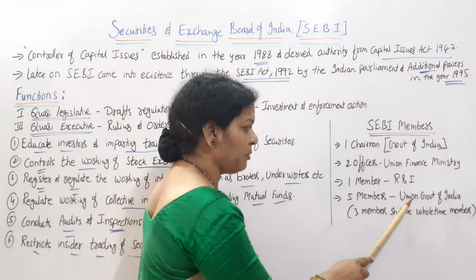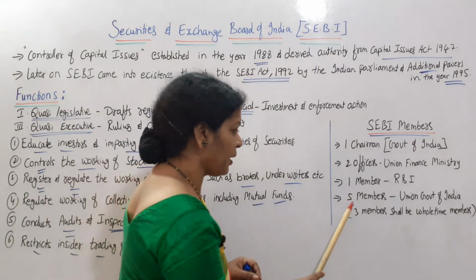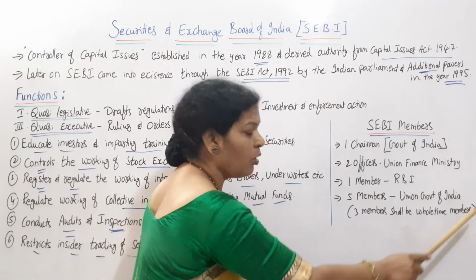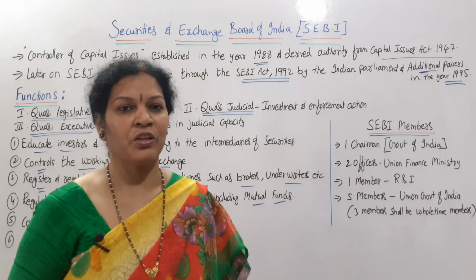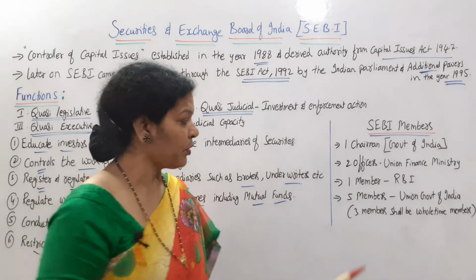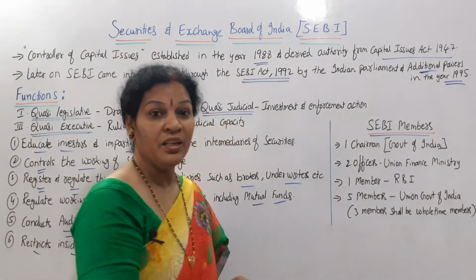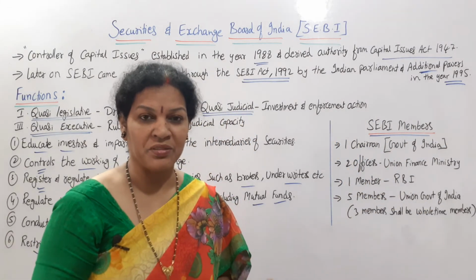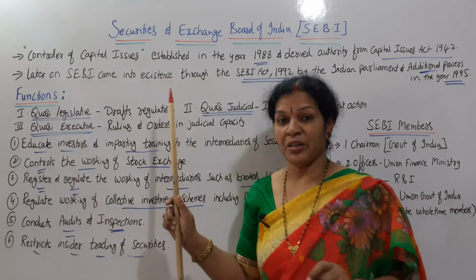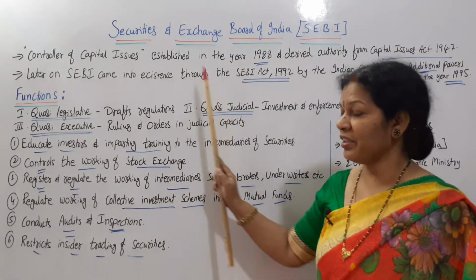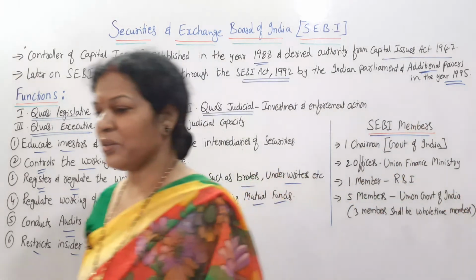Lastly, 5 members from the Union Government of India. Out of these 5 members, 3 members shall be whole-time members. They have to be permanent, not frequently changing; fluctuations are not accepted. So this is the team of SEBI members. These people are going to control the entire stock exchange, and their functions we have seen. Got an idea? Take a screenshot or note it down.